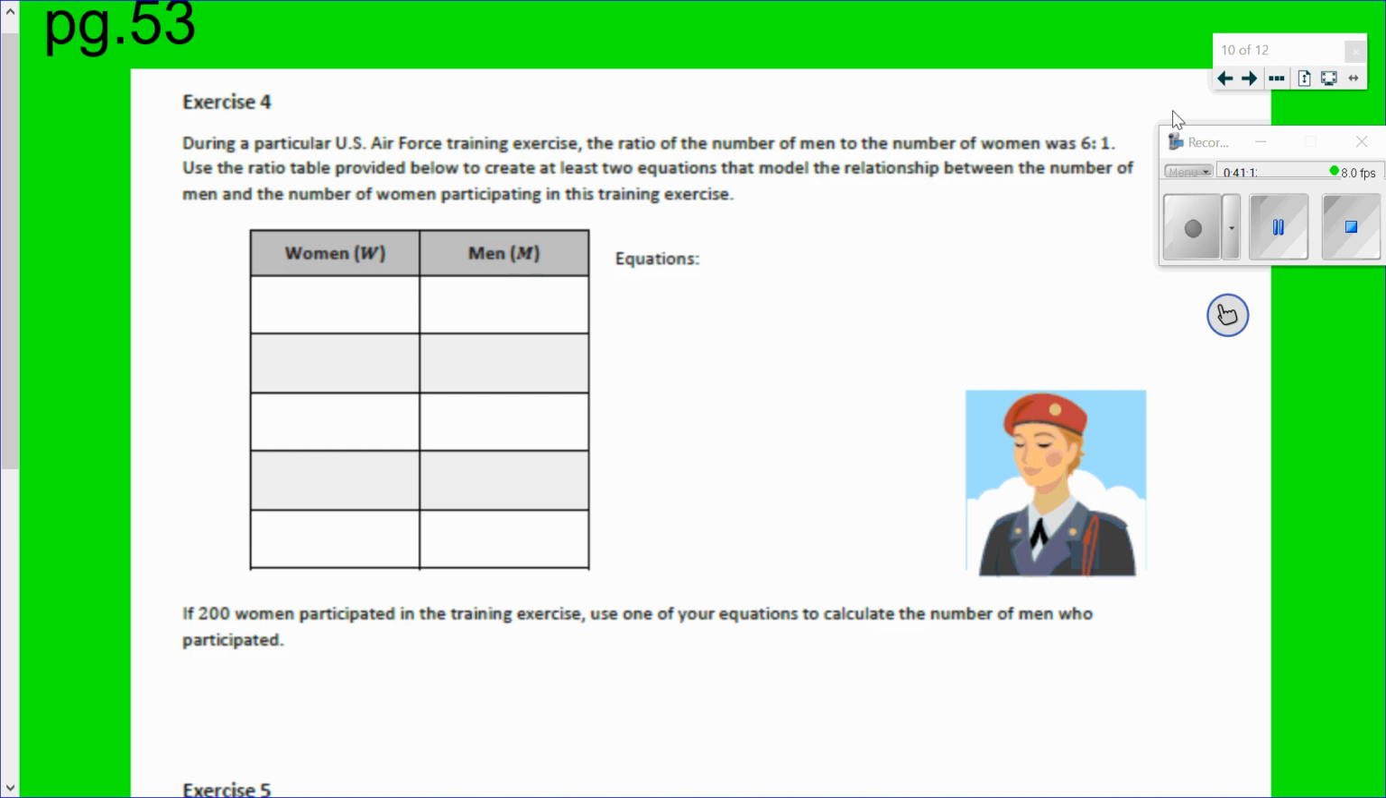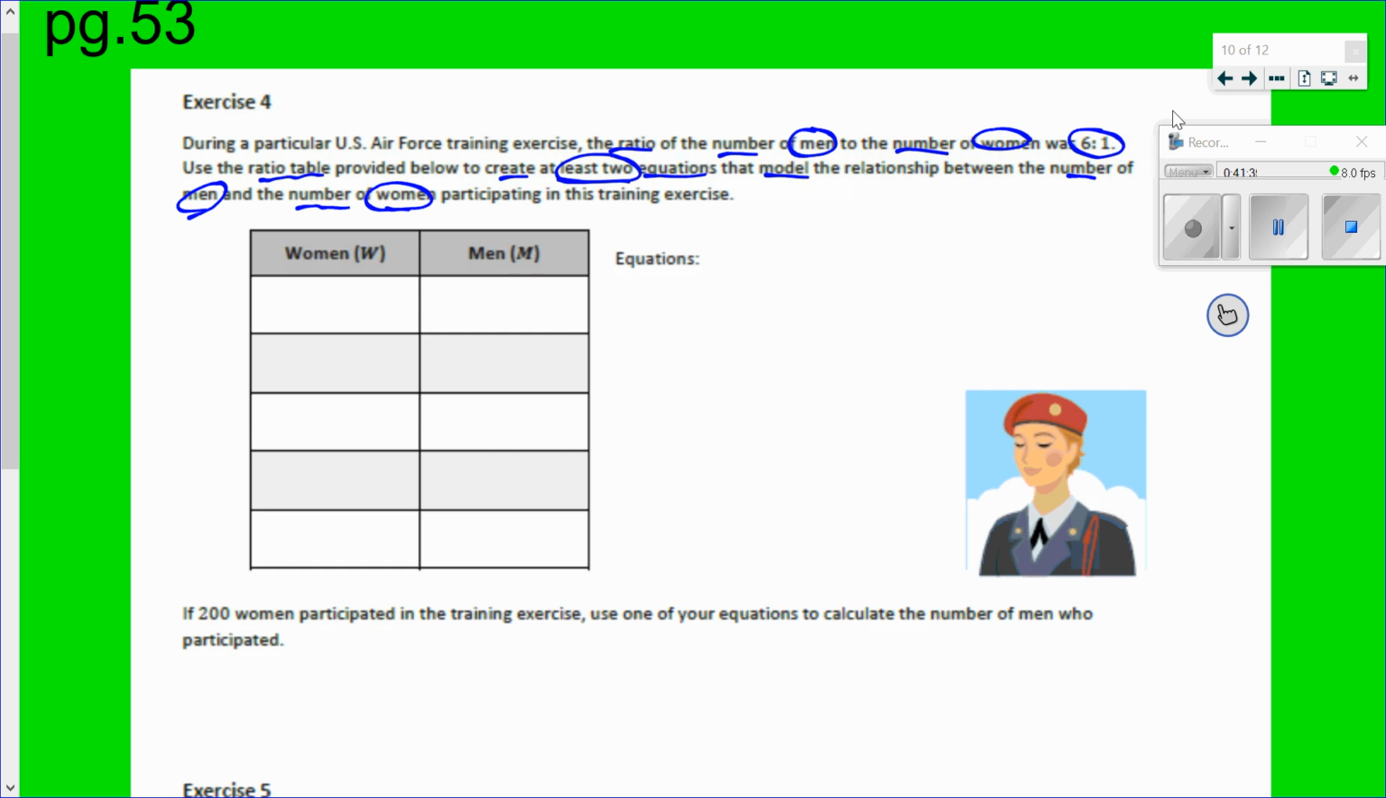Okay, we go quick on this because we're down to like 4 minutes. And I want to at least give you guys an example on building these equations off a table again. During a particular U.S. Air Force training exercise, the ratio of the number of men to the number of women was 6-to-1. Use the ratio table provided below to create at least 2 equations that model the relationship between the number of men and the number of women participating in this exercise.